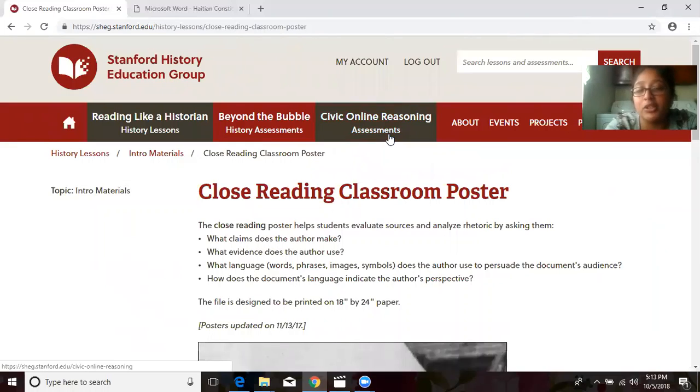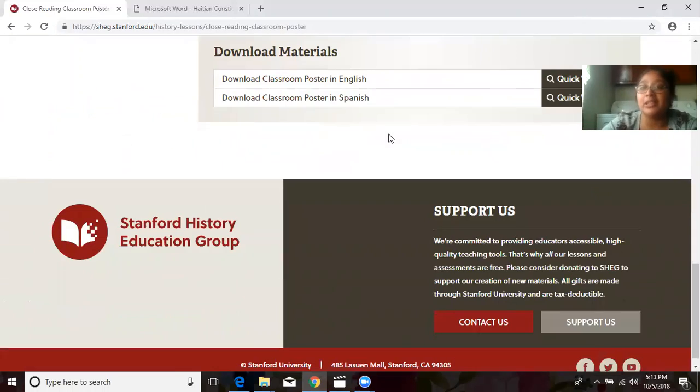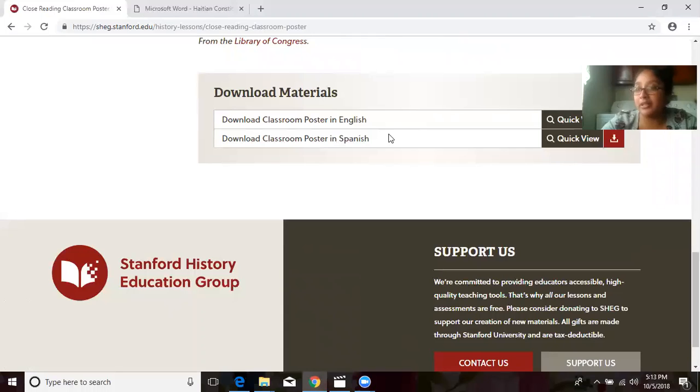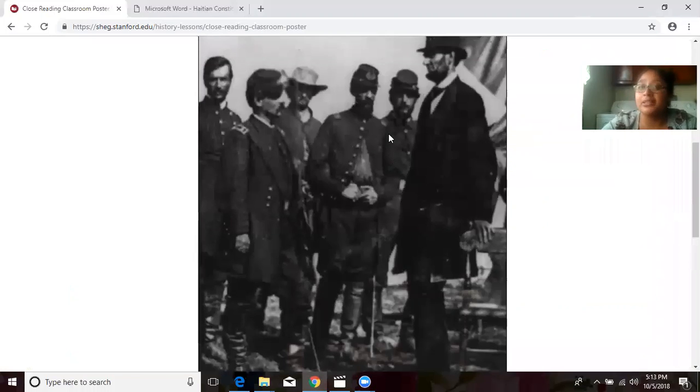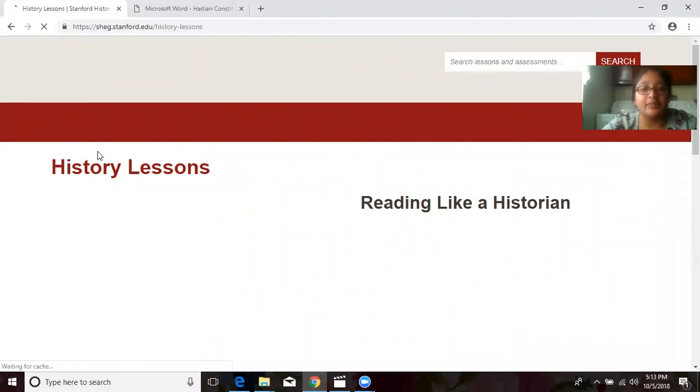The close reading poster helps students evaluate sources and analyze rhetoric by asking them: What claim does the author make? What evidence did the author use? What language, words, phrases, images, symbols does the author use to persuade the document's audience? Sometimes it does not provide the whole lesson, but it provides materials that history teachers can use. Let's take a look at another history lesson.